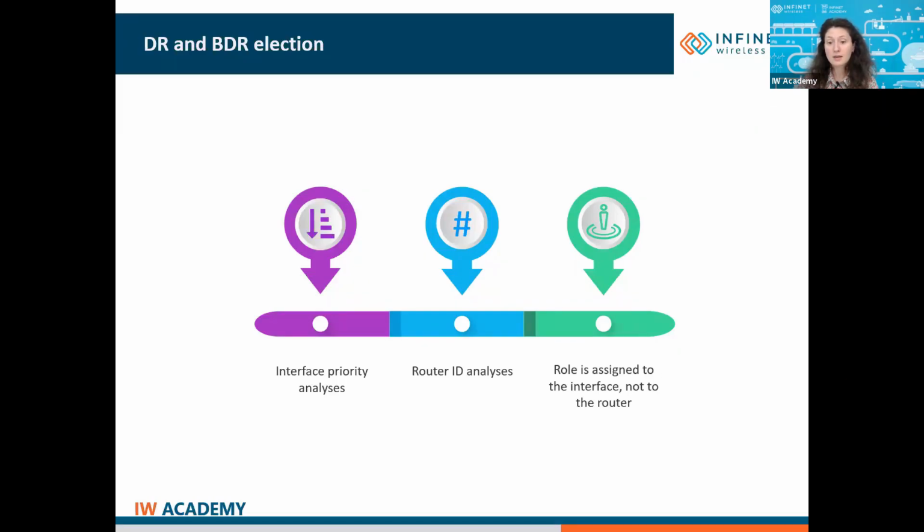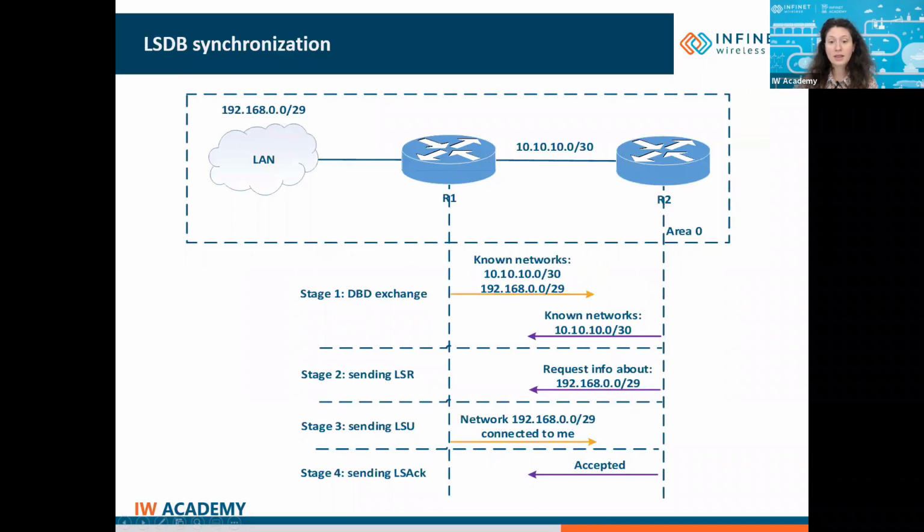In such cases, DR and BDR elections will take place for each multiple access network segment, and this can cause a router to have two different DR or BDR interfaces, one for each segment. We have now arrived to the link state database synchronization process, which helps the routers to create the network topology. We will discuss the initial link state database synchronization.